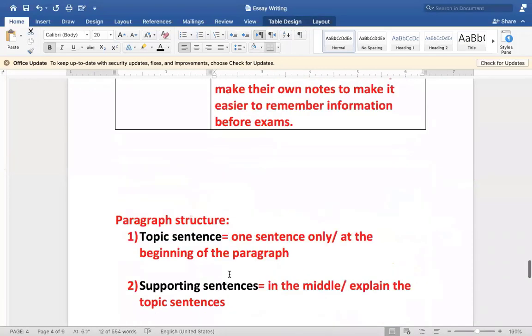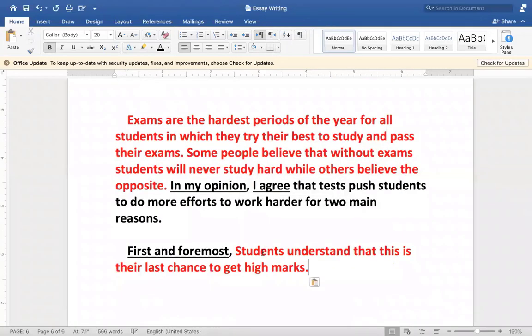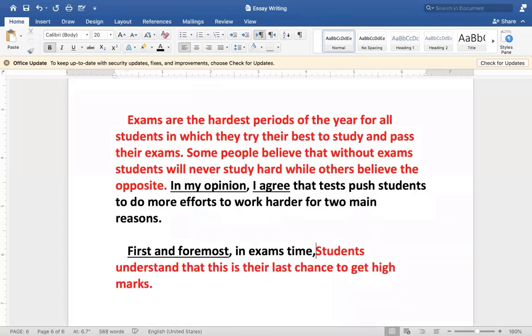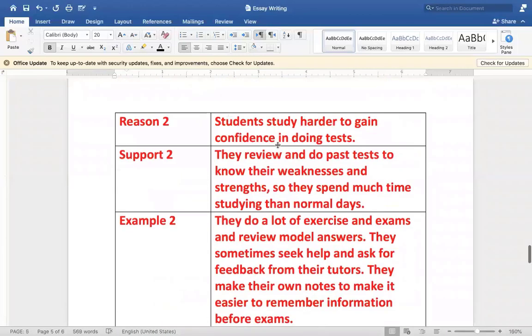Copy. Paste. Students understand that this is their last chance to get high marks in exams time. I have to still be talking about the same topic. In exams time, what happens? Students understand that this is their last chance to get high marks. Very good. This is called reason 1, the first reason. After reason 1, what do I put? I put support 1.